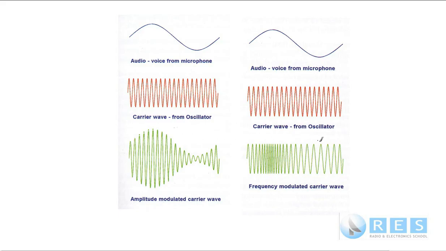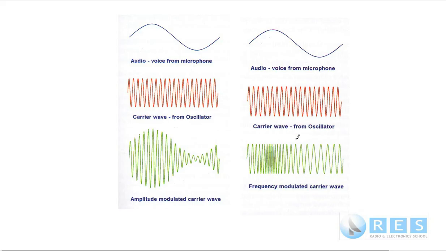AM and FM have particular advantages and disadvantages. How much the frequency is changed is called the deviation. So if we had no modulation, the carrier would be on, say, 1 megahertz here. When we start talking, the carrier changes frequency above and below 1 megahertz, and the amount by which it changes above and below 1 megahertz is called the deviation.